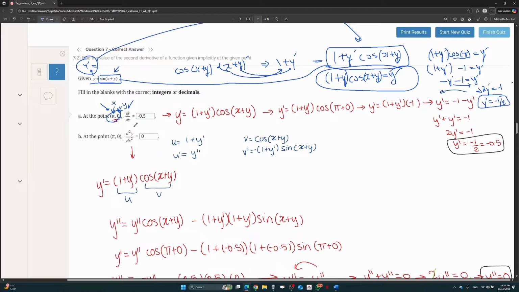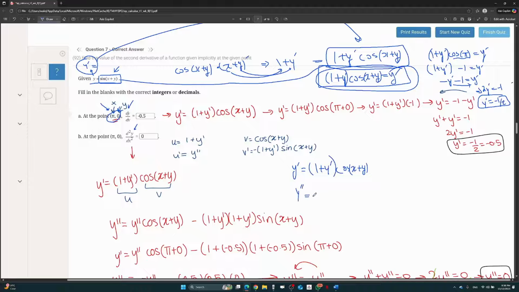Now they want d squared y over dx squared, basically the second derivative. So whatever we have over here, we just have to derive it another time. Right now we have y prime is equal to 1 plus y prime times cosine of x plus y. We need to derive this a second time. So what's it going to be?